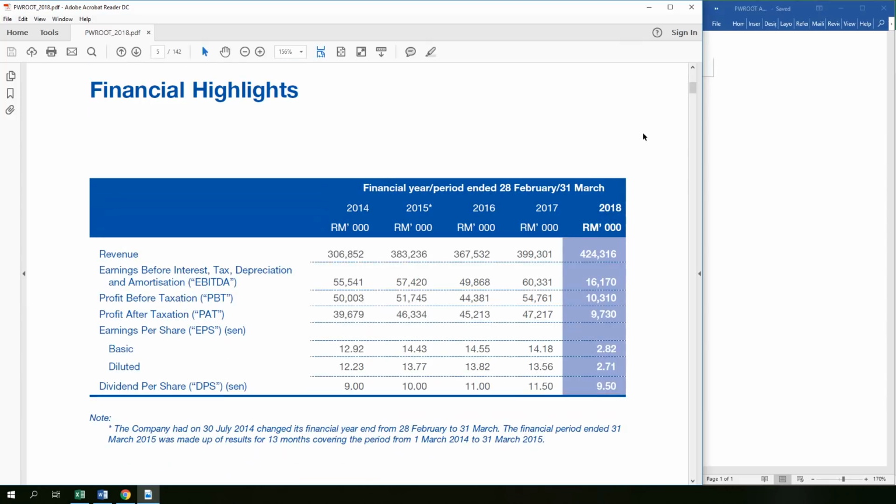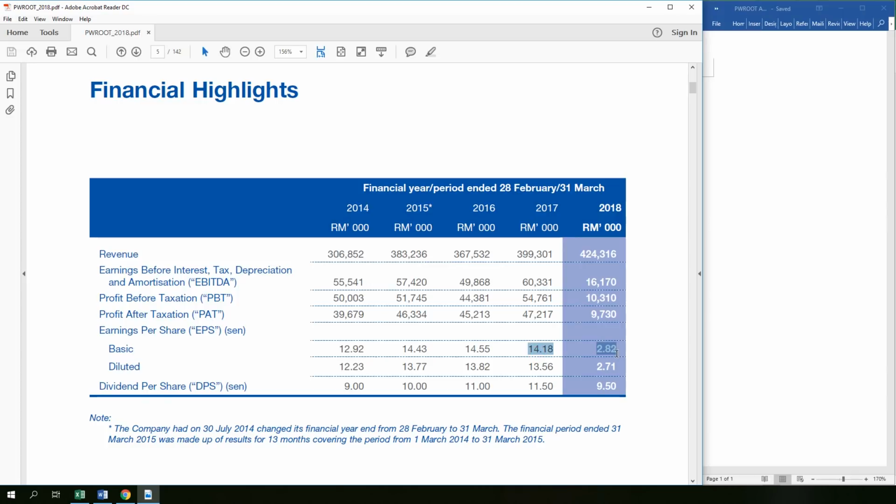Alright, this table shows trend of business performance from 2014 to 2018. Revenue wise, good, increasing. Operating profit declined from 60 million to 16 million. Profit before tax dropped from 54 million to 10 million. Okay, for sure, the earnings per share won't be appealing.